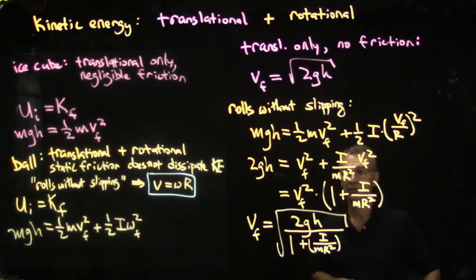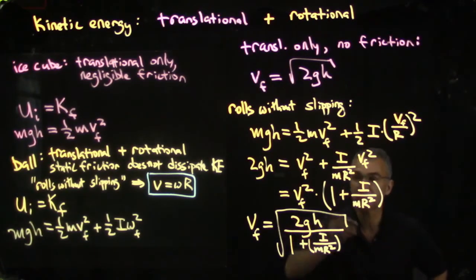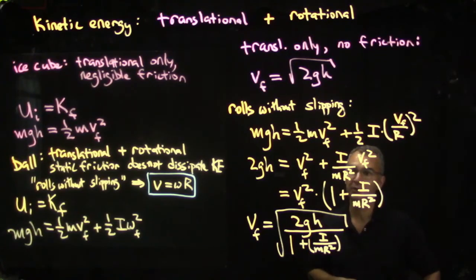So we don't need to know the exact details. We know that v final will be smaller for the ball than it will be for the ice cube, assuming that the ice cube slides without any kinetic friction. And by a kind of tricky argument, which maybe we can clean up later, not only is v final smaller, but every intermediate speed is also smaller for the ball than for the ice cube. Therefore, the ball must take a longer time to get down than the ice cube.